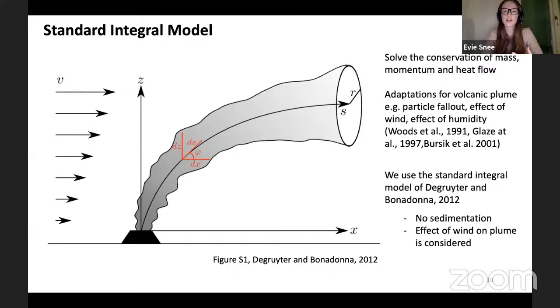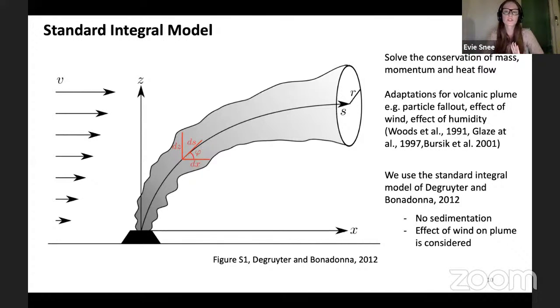In addition, multiple adaptations have been made to such simple models to make them more applicable to volcanic plumes, such as including the effects of particle fallout, as well as considering the atmosphere around it, such as wind and humidity.